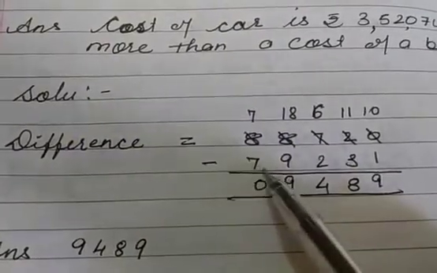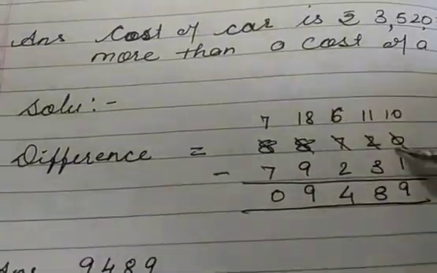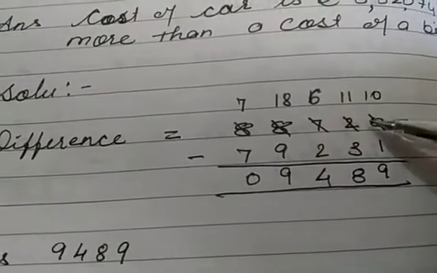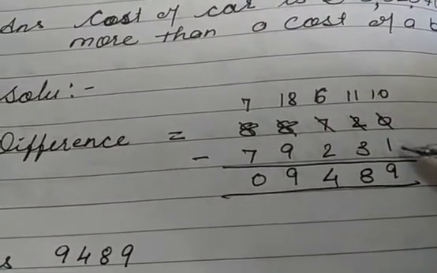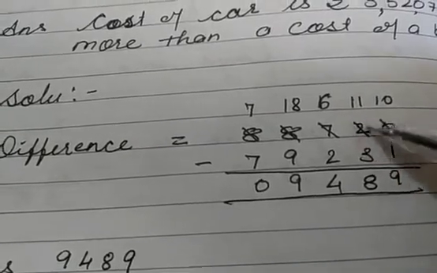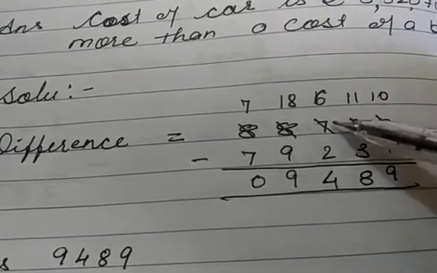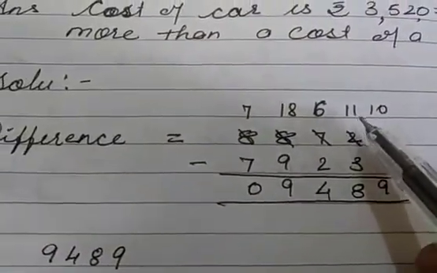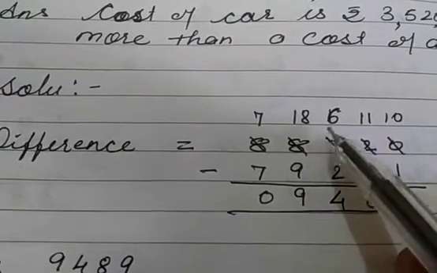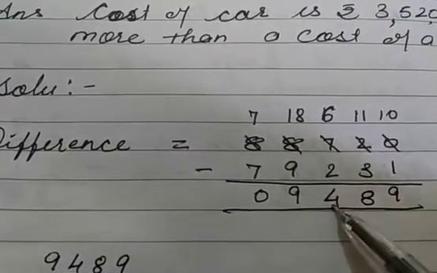88,720 minus 79,231. We cannot subtract 1 from 0, so we borrow from the tens place and it becomes 10. 10 minus 1 is 9. Then here 1 is remaining. We have to take 1 from here, so it becomes 11. 11 minus 3 is 8 and here it will be 6. 6 minus 2 is 4.